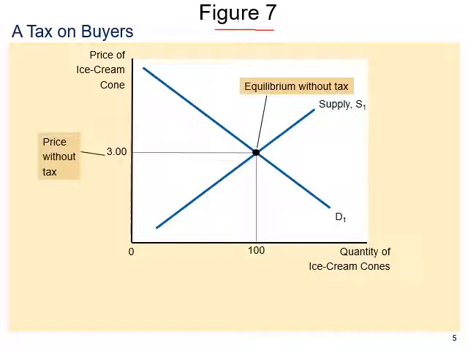Figure 7 talks about the taxes on the buyer. The tax is imposed on the buyer. So before the taxes, the equilibrium without taxes is at the point where the demand curve D1 and the supply curve S1 cross. And the equilibrium price is $3, the price without taxes. The equilibrium quantity is 100 ice cream cones.